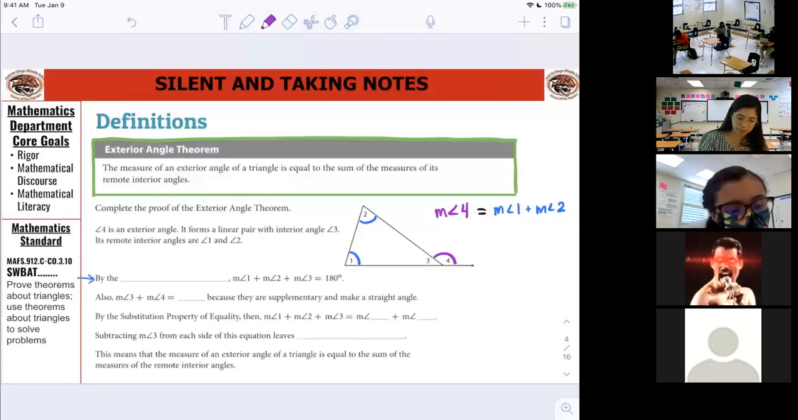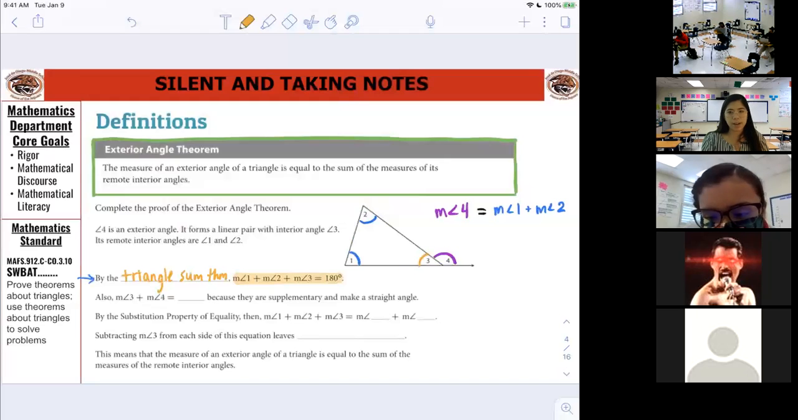So which theorem tells me that 1, 2, and 3 is going to be 180? The triangle sum theorem. Good. Triangle sum theorem. Very good. So by the triangle sum theorem, we know that all the 3 interior angles, 1, 2, and 3, will equal 180. We also know that the measure of angle 3 plus the measure of angle 4, what's that going to be? Angle 3 and angle 4. What will those add up to?